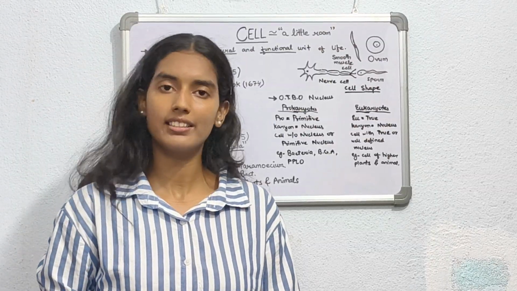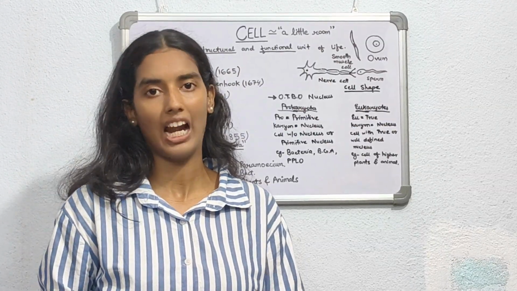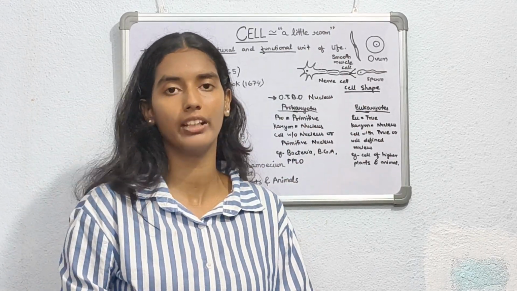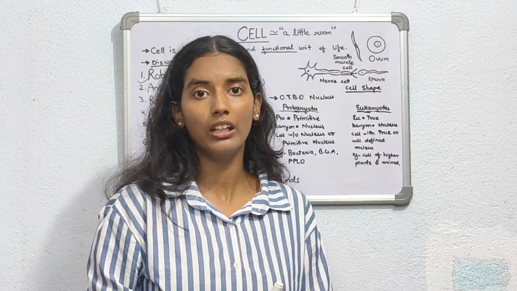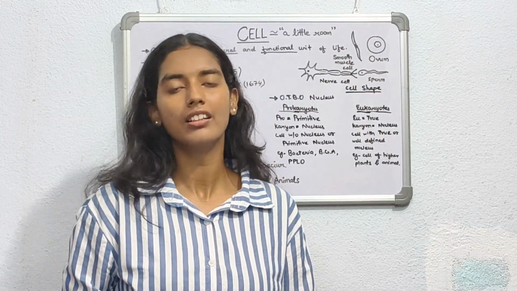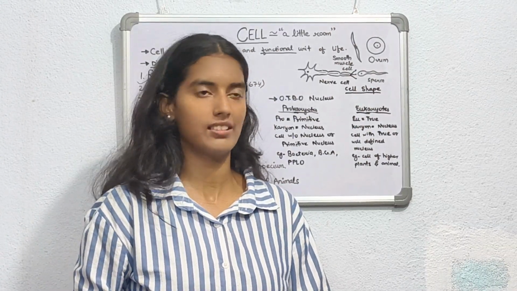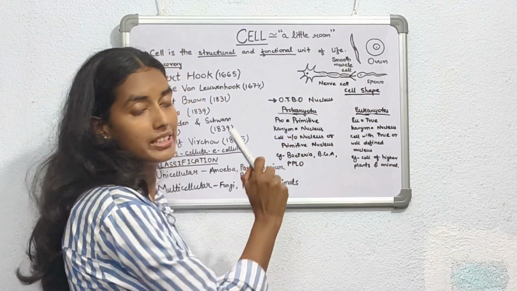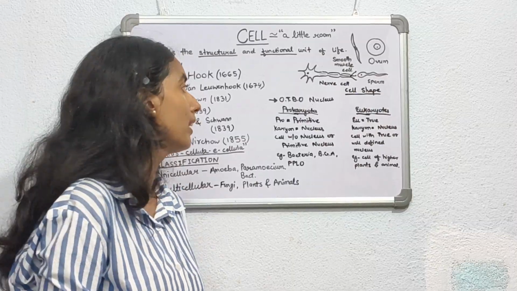Sperm is the smallest cell of the body. Ovum is the largest cell of the body, and the nerve cell is the longest cell of the body. And if we talk about the largest cell in the world, then the answer is the ostrich cell. Ostrich egg, sorry.